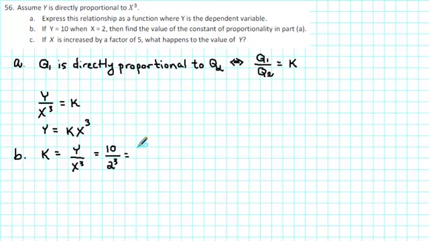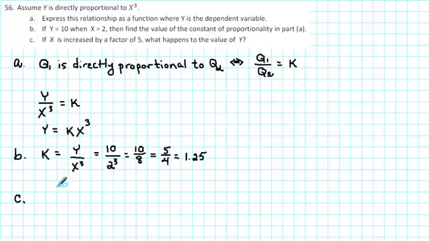2 cubed is equal to 8, so we get 10 over 8. Both 10 and 8 are divisible by 2, so this reduces to 5 over 4. And 5 over 4 in decimal form is 1.25.